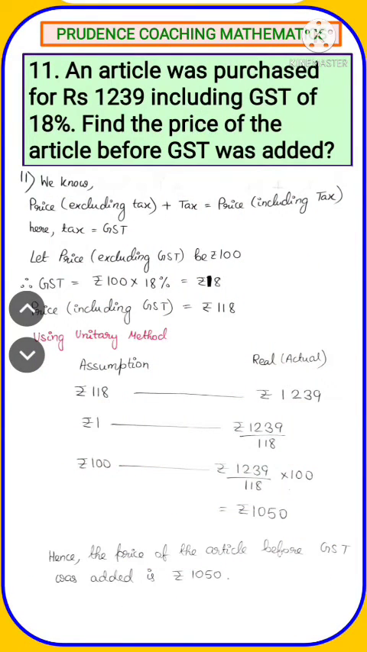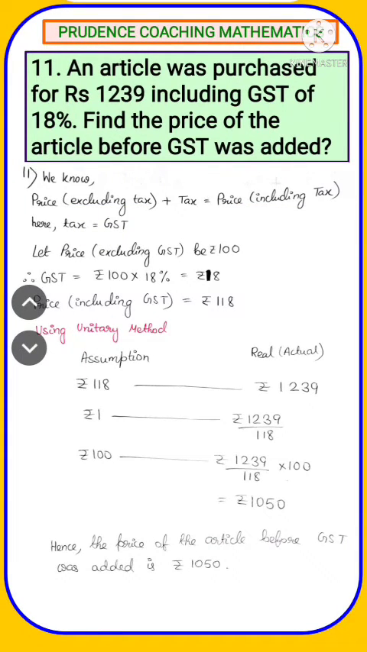So we know price excluding tax plus tax, you will get price including tax. As you can see here, tax is excluded. That means tax is not present in this particular price. And here price including tax, that means tax has been added in this particular price. Here tax is equals to GST. Here GST means goods and service tax. Students, let the price excluding GST be 100.